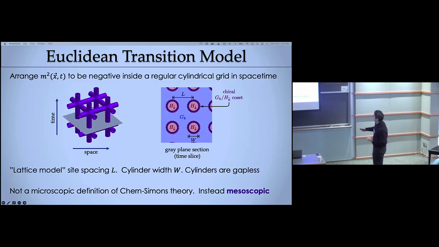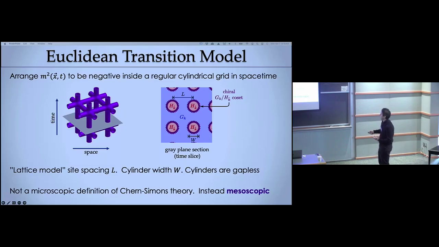So here's a cross section. If you cut at some constant time slice, you get this. Outside these tubes, the mass squared is positive. You're in the G_K phase. That's here. Inside, you're deep in the Higgs regime. The mass squared is negative. That's the H_K tilde. And on the tubes, that is on these little regions here, that's where you find these chiral coset modes. This is kind of like a lattice model, except I'm not giving any microscopic definition of the Chern-Simons theory. I'm assuming that you gave me that. So that's why I call it a mesoscopic model.